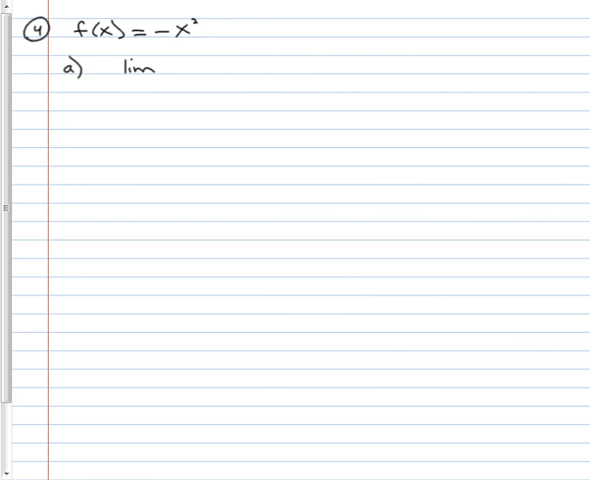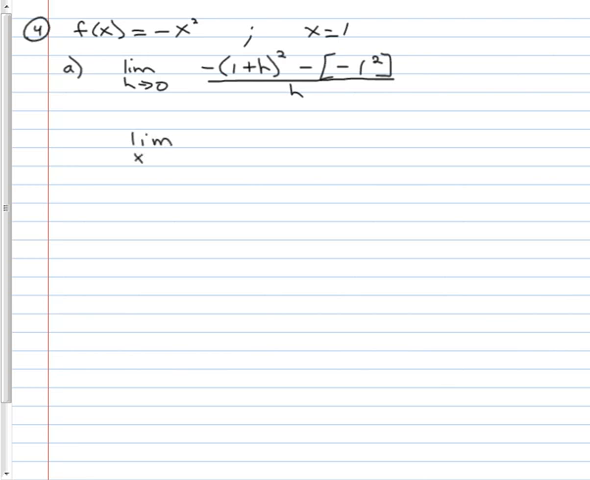At x equals 1. So we're going to find the limit as h approaches 0 of negative, now x is 1, so I put a 1 plus h, quantity squared, minus f of x, negative x squared. So that's f of x plus h. Oh, I forgot to put my 1 in, didn't I? 1 squared. F of x plus h minus f of x, and x happens to equal 1, all divided by h.